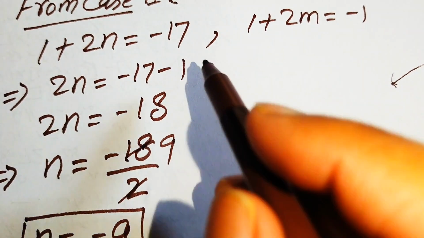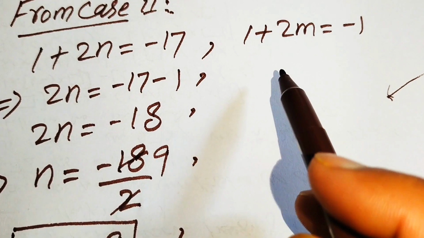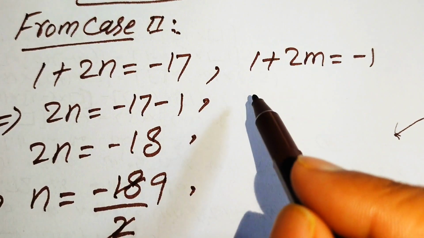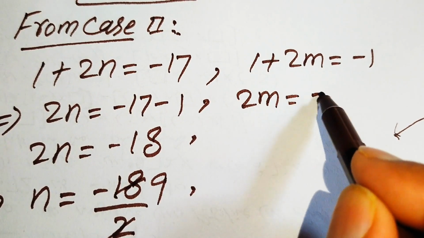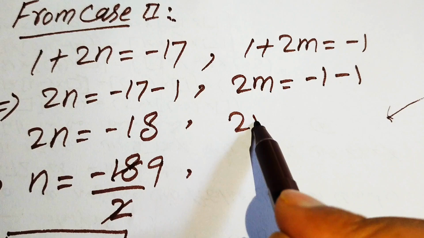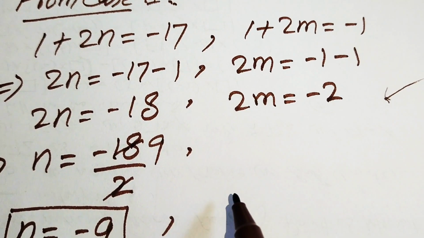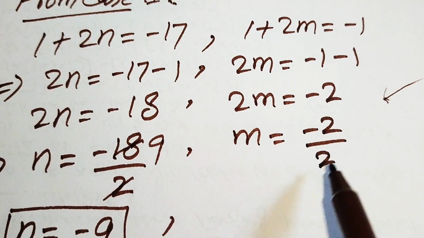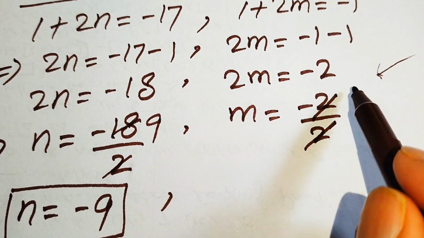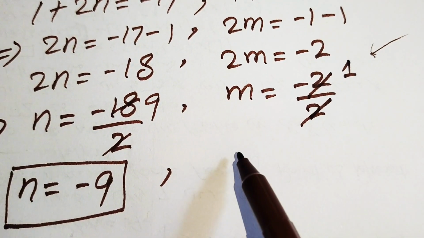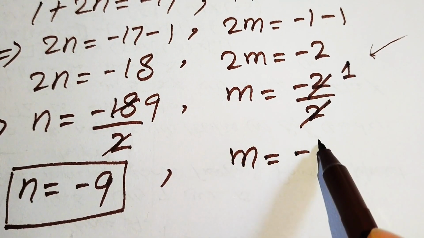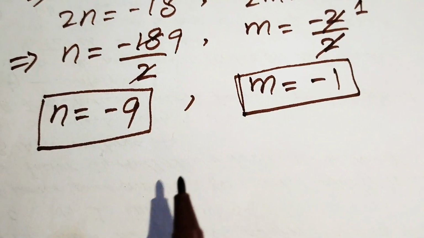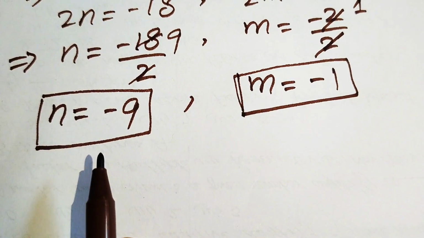Similarly, we need to focus on this case to get the value of m. We move this plus 1 to the right hand side, and it will be written as 2m equals minus 1 minus 1, and we have 2m equals minus 2. Now we move this 2 to the right hand side, and it will be written as minus 2 over 2. This 2 is cancelled out by this 2, and we get 1, so we have the value of m equals minus 1. So in the second case, we get m is minus 1 and n is minus 9.